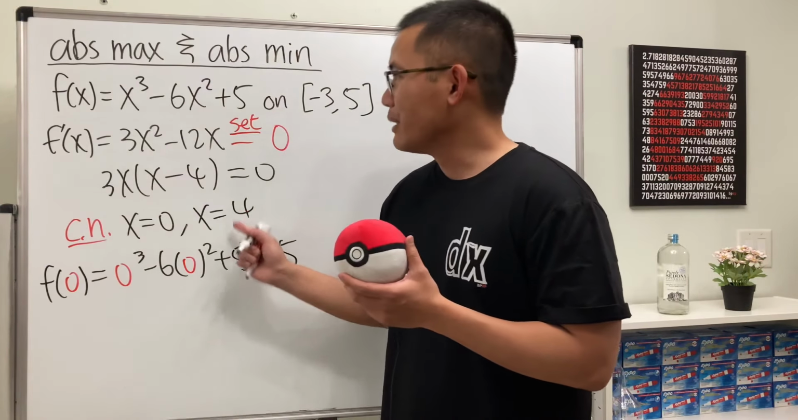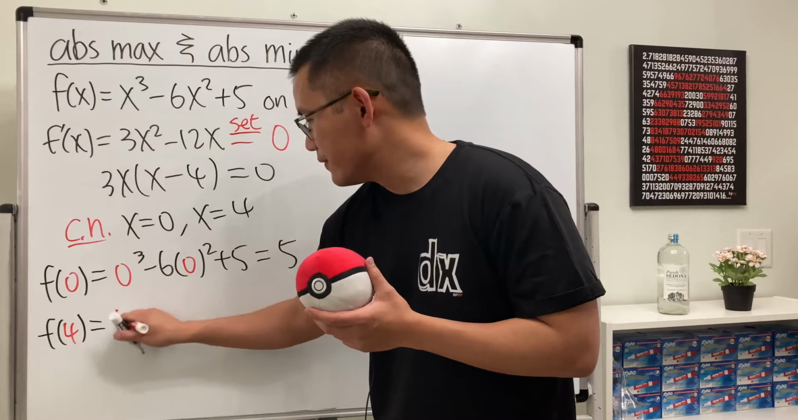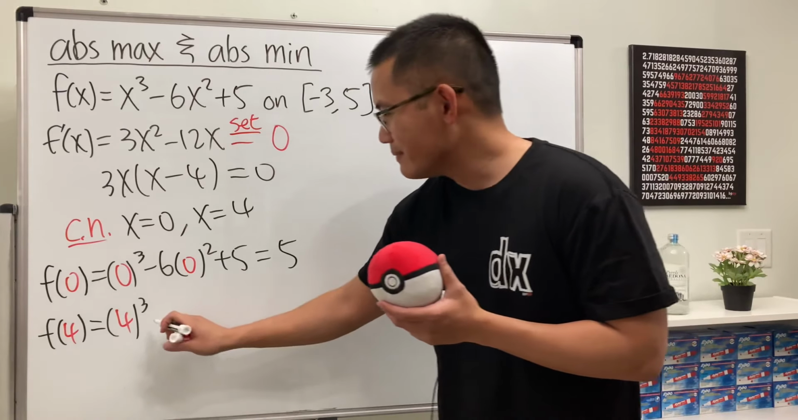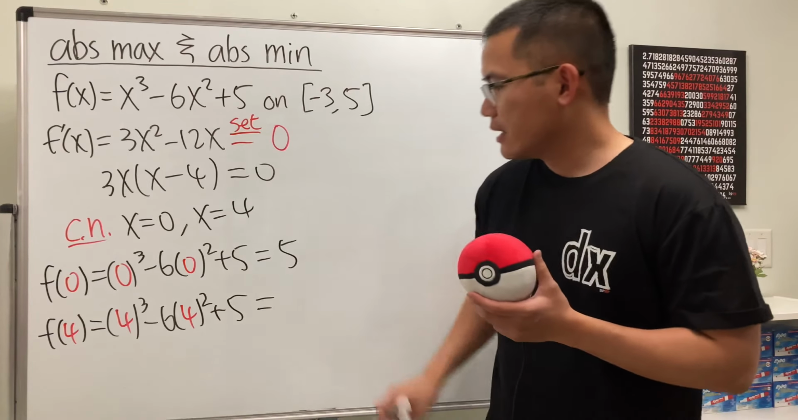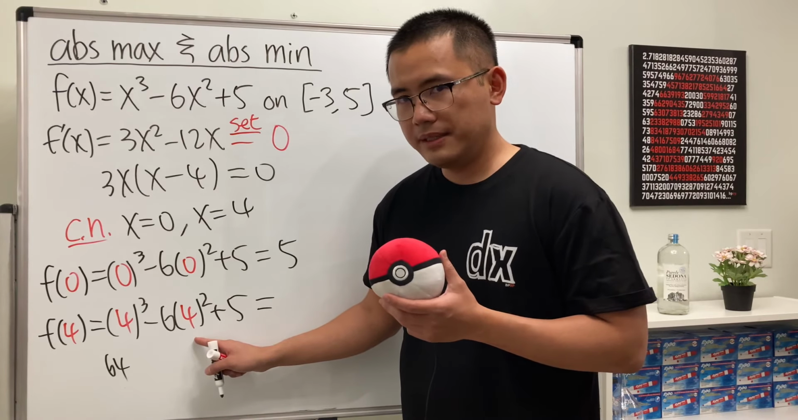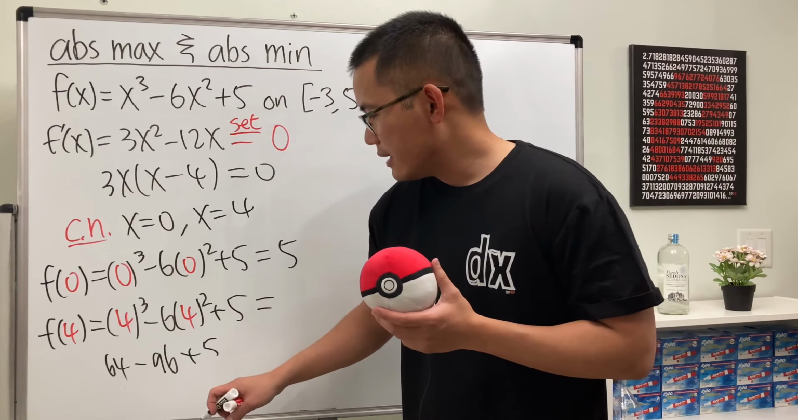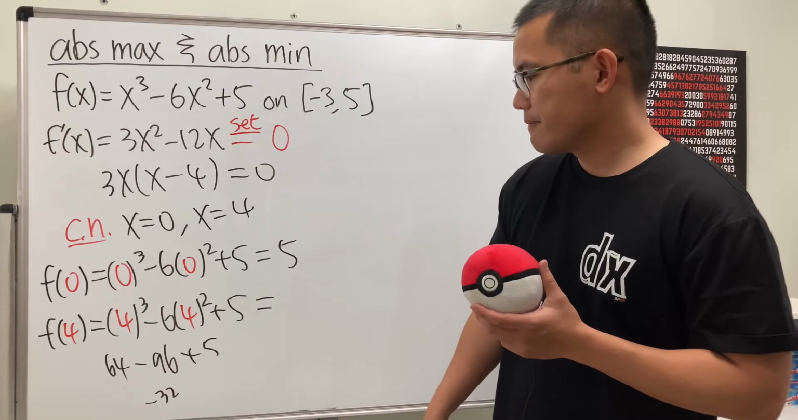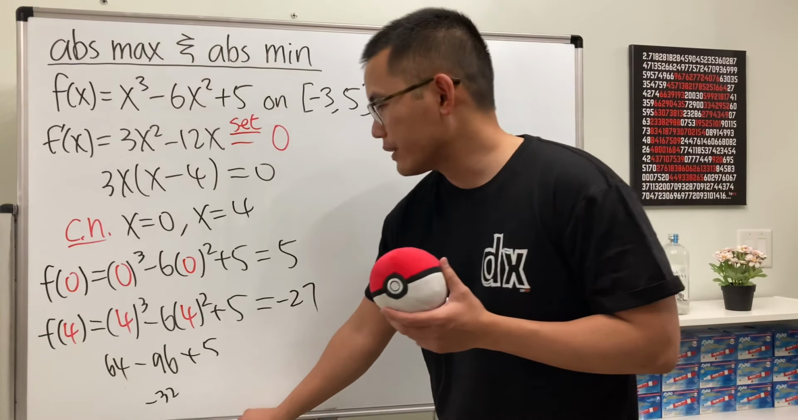Not bad at all. And then plugging 4 into all the x's. Okay, f of 4. This is 4, perhaps I'll still put parentheses even though it doesn't really matter. Anyway, 4 to the third power minus 6 times 4 squared and then plus 5. This is 64, and then 16 times negative 6 is minus 96, and then plus 5. 64 minus 96 is negative 32, and then plus 5, altogether we get negative 27. So that's f of 4.